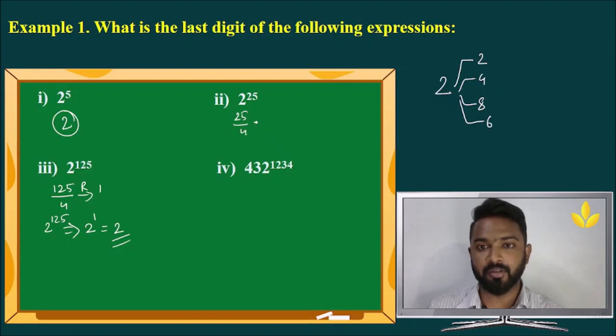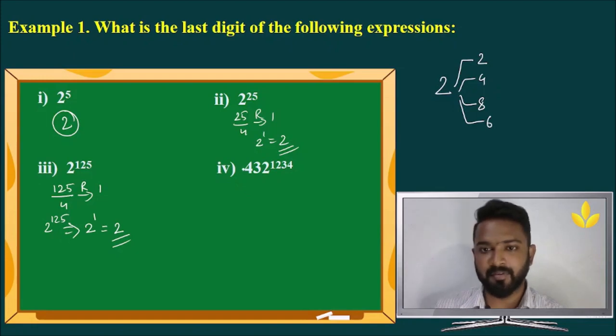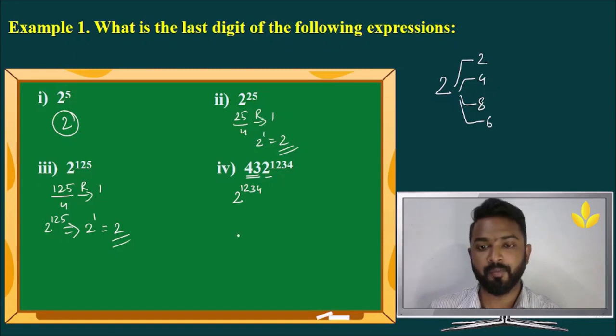25 by 4, the remainder is 1. So again 2 to the power 1, that is 2. That is the answer. Now let's talk about this. This is the main question over here. 43 squared to the power 1, 2, 3, 4. Okay. So first of all, how to simplify this. We don't care about the 43 over here, because we only care about the units place. So we have 2 to the power 1, 2, 3, 4.